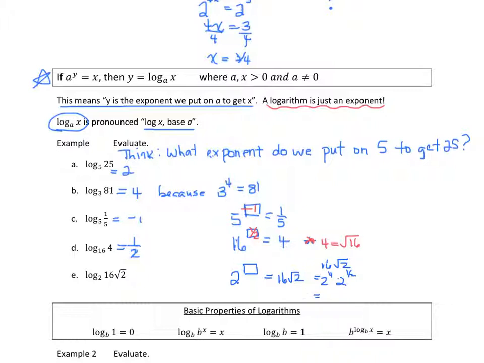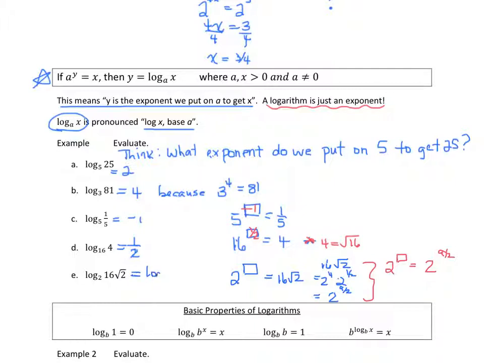And when I multiply powers of the same base, I add the exponents. So 4 plus 1/2 would be 4.5, or 9/2. So we're saying, in other words, we could rewrite this question as 2 to what exponent equals 2 to the 9/2. And obviously the answer is 9/2.